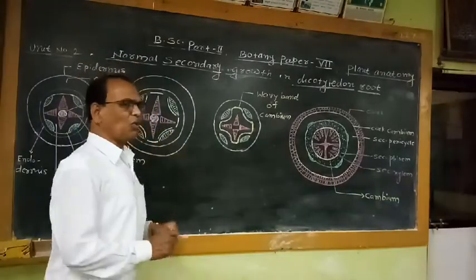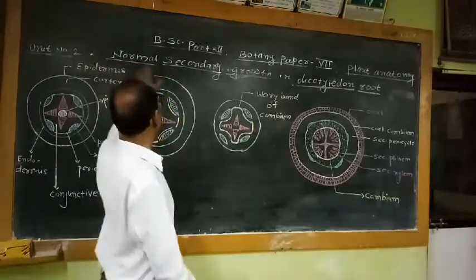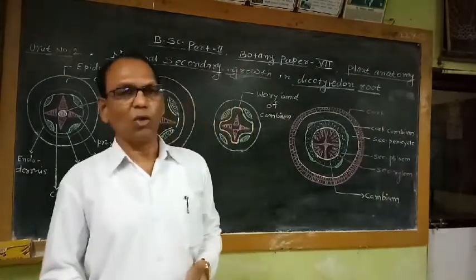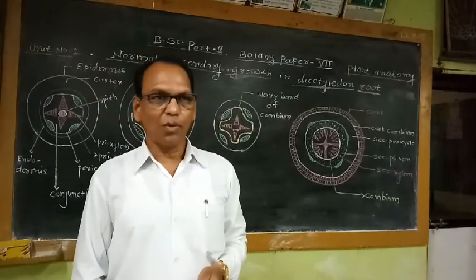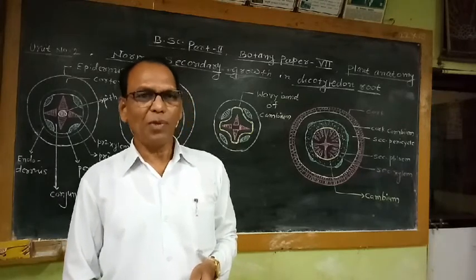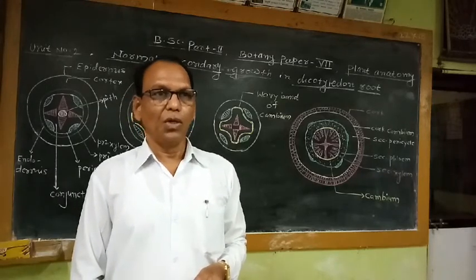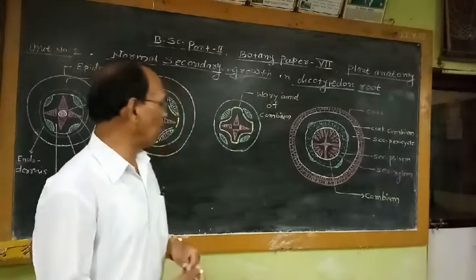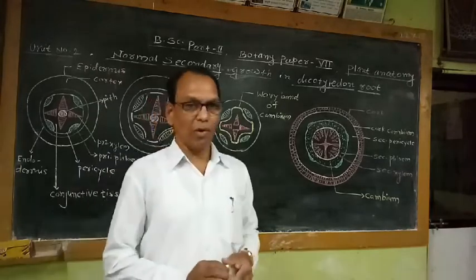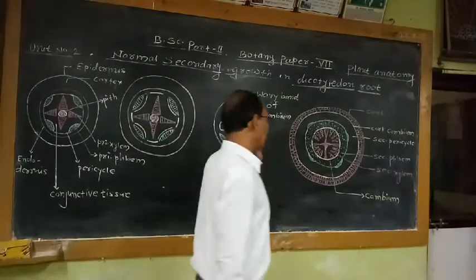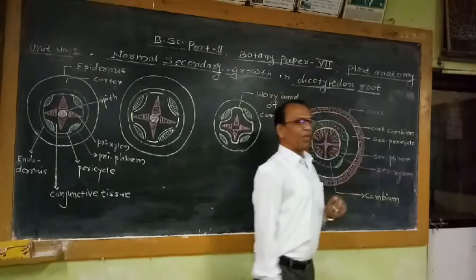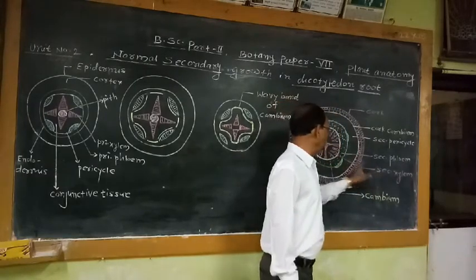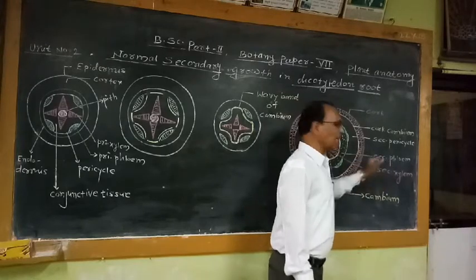So I would like to define this term secondary growth. What is the meaning of this term? Secondary growth is nothing but increase in diameter of root and stem of dicot and gymnospermic plants, due to the addition of secondary tissues in the form of secondary xylem and secondary phloem by the activity of cambium. There are two cambiums. The vascular cambium is responsible for addition of secondary tissue in the form of secondary xylem and secondary phloem.